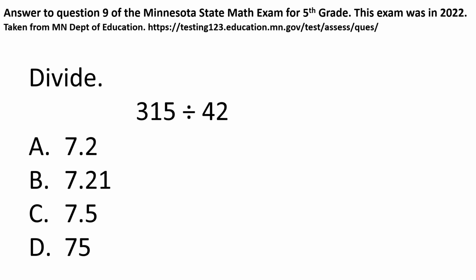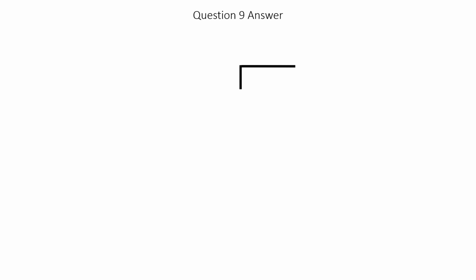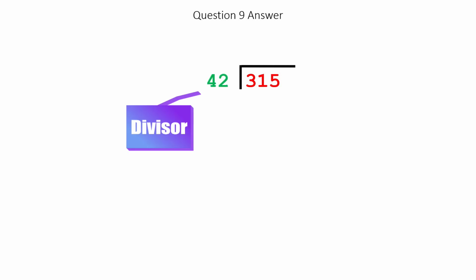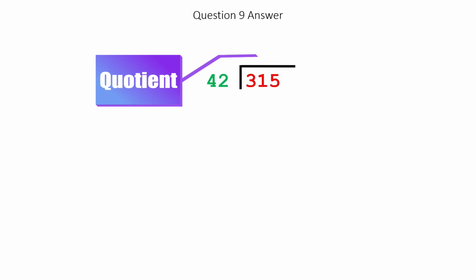We are asked to divide 315 by 42. We'll start by writing the division symbol. The number being divided goes inside the symbol and is called the dividend. The number that does the dividing goes outside the symbol and is called the divisor. The answer is called the quotient and will go above the division symbol.